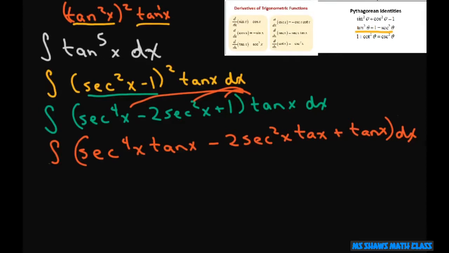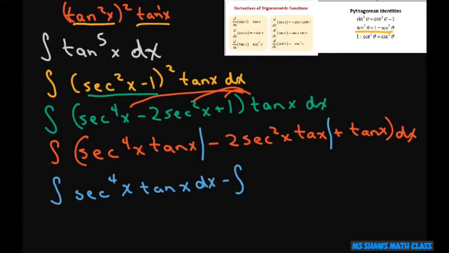Now, what I'm also going to do is break this up into 3 pieces. So I'm going to break it up like this. The integral of secant to the fourth x tan x dx minus the integral, and I'm going to go ahead and put this 2 in front. So let's put that 2 in front: 2 secant squared x tan x plus the integral of tan x dx.